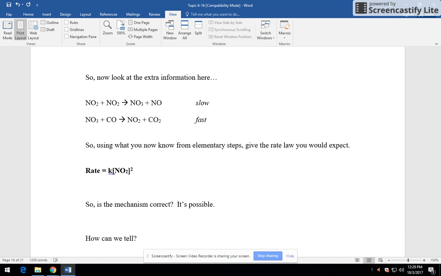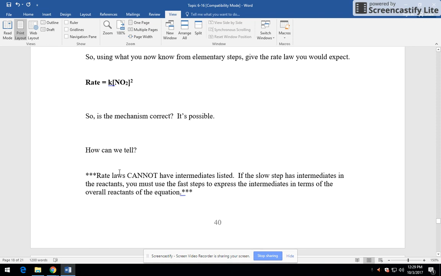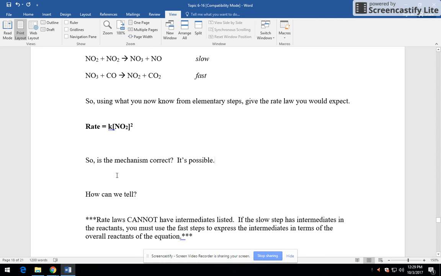You can prove that it's not true. You can prove a mechanism false. Okay, so if you're given a mechanism that didn't agree with this, then you could say that must not be the mechanism. But you can't prove that it is the mechanism, because you could imagine you could draw other sets of steps that would also give an NO2 squared that might not look exactly like this. So that's possible. So it's one of the unfortunate little pieces.